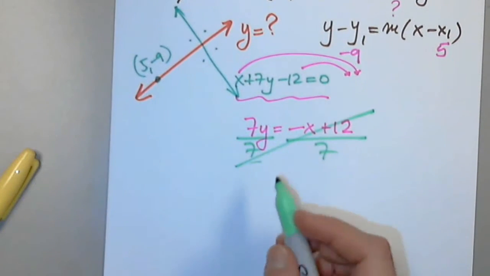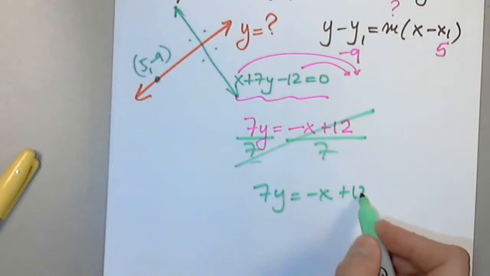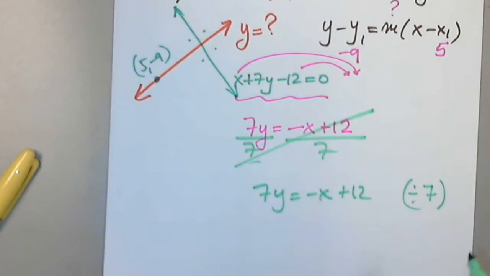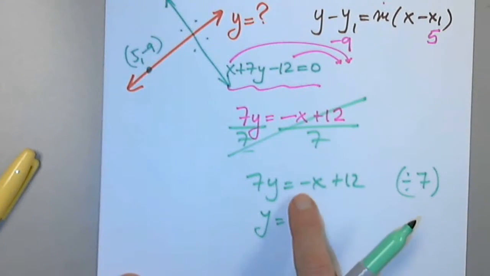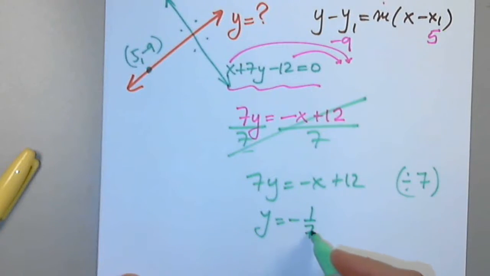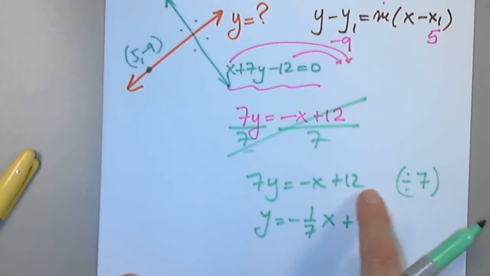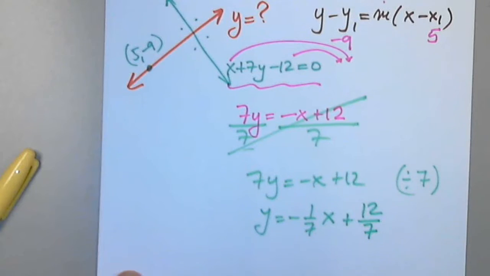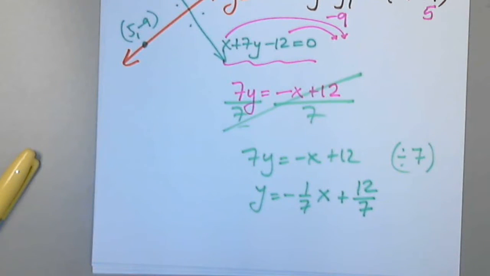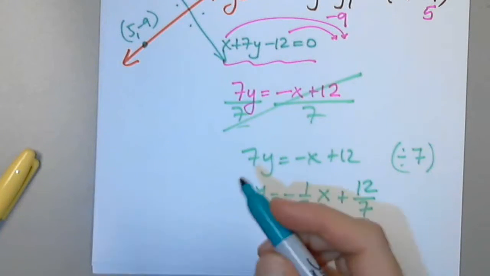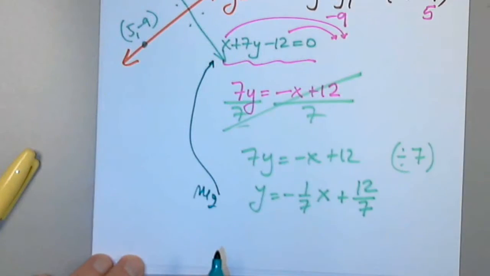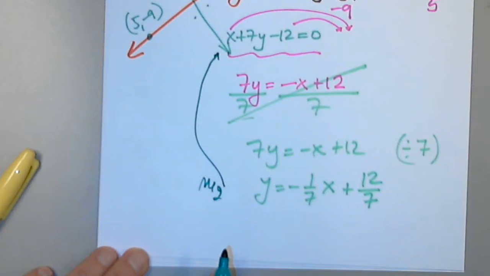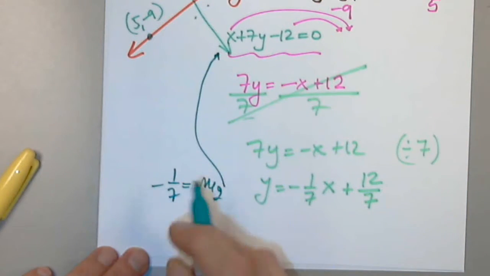Instead of writing that, I know I have to divide each and every term by 7. I will say this divided by 7 is y. This divided by 7 is -1/7 x, plus this divided by 7 is 12/7. This is more useful because now I can identify the slope of the green line. Can anyone give us, I'm going to call it M2, the slope of the green line? -1/7. Do we all agree with -1/7?